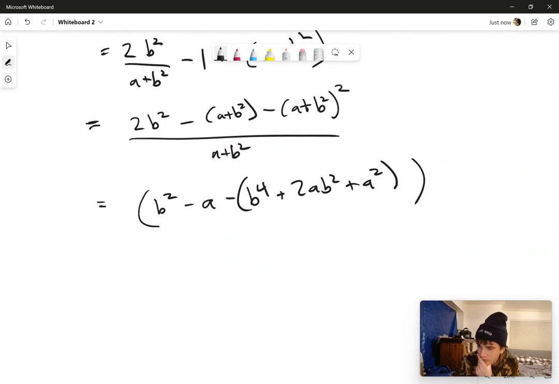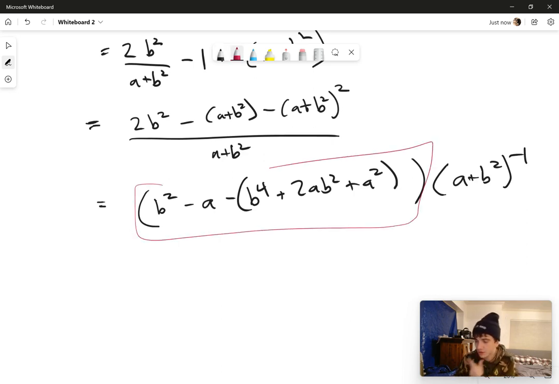And then times (a plus b squared) inverse. Okay, so we really care about the sign of the numerator here because the denominator is always going to be positive. And so if we just look at this numerator, we want to find roots of this equation and essentially find when it's negative and positive. Okay, and so I just, it's still kind of gross, honestly.